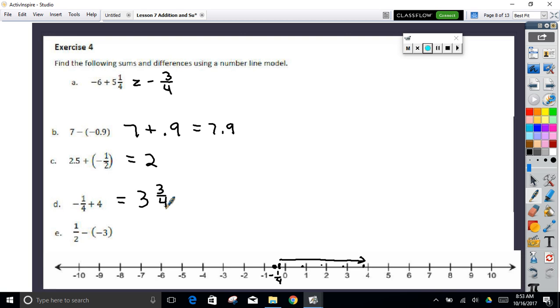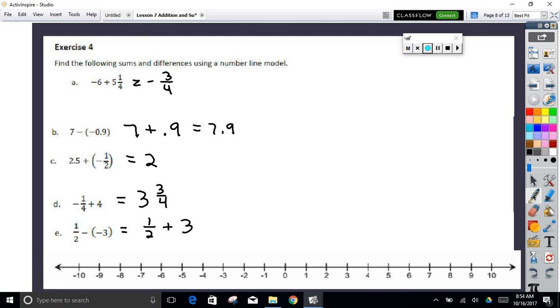Okay, letter E. Katie, do I need to rewrite this? Okay, what would it be when I rewrite it? No, this one never changes its sign. The first one stays the same. Positive half plus 3. Good. Okay, and what would that look like on the number line?